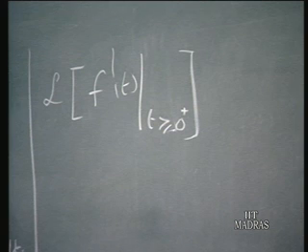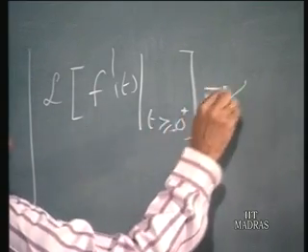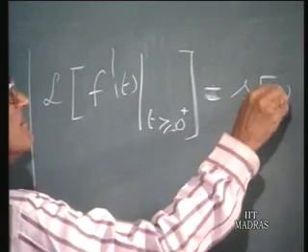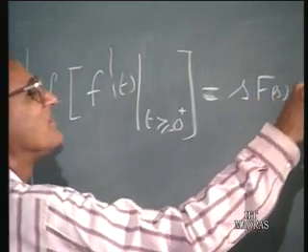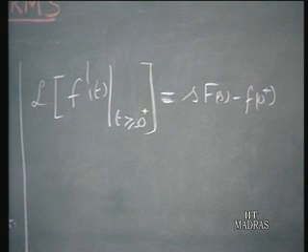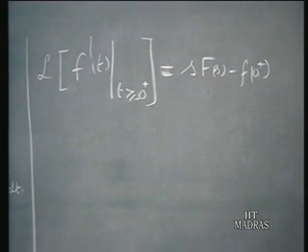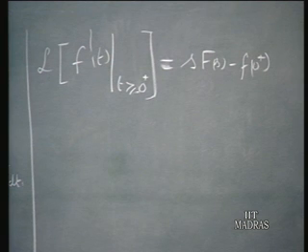That the derivative we want to take only from 0 plus onwards, we would like to disregard whatever is happening before that. In such case, this will be the Laplace transform of that will be sF(s) minus f(0 plus). That means we are now talking about the Laplace transformation of the derivative starting from 0 plus instead of 0 minus. The meanings of this will become clear as we take an example.